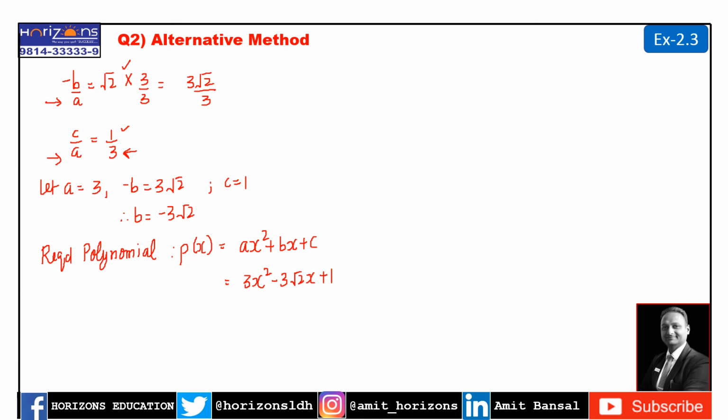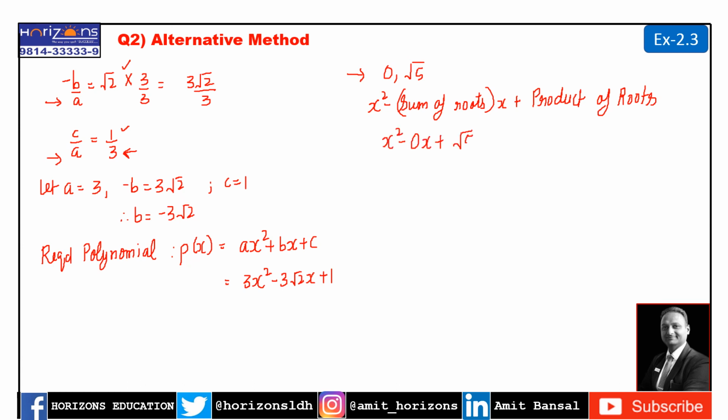Doing another part where the sum and product are given as 0 and root 5. So directly putting it in the formula, x square minus sum of roots into x plus product of roots, I will get x square minus 0 into x plus root 5, that is x square plus root 5.